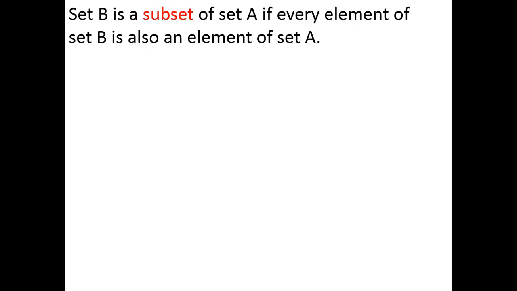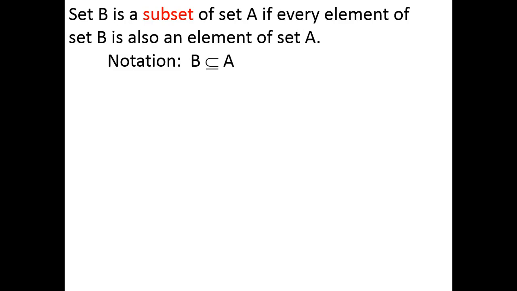So let's talk about a few more definitions. Set B is a subset of set A if every element of set B is also an element of set A. Now, what that basically means is if we have a set, in this case it's set A, and we take some elements out of that set and form another set from those elements, then what we've got, our new set, is called a subset of the old set.